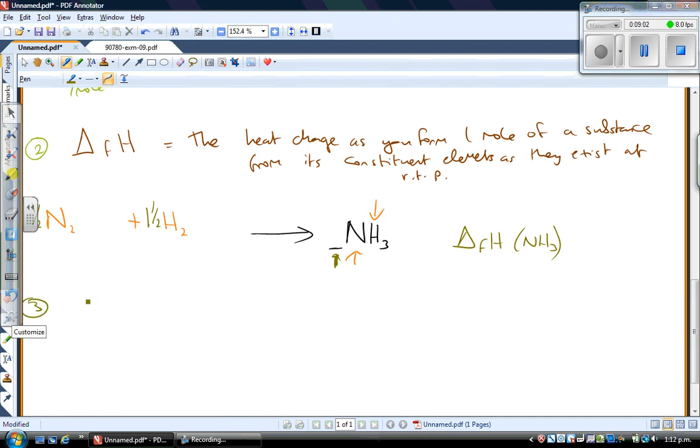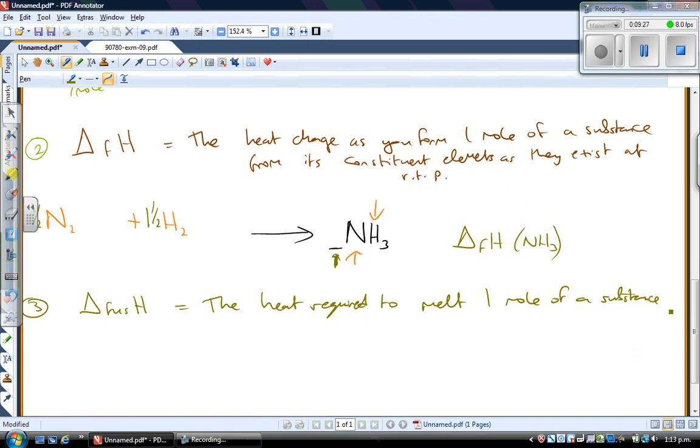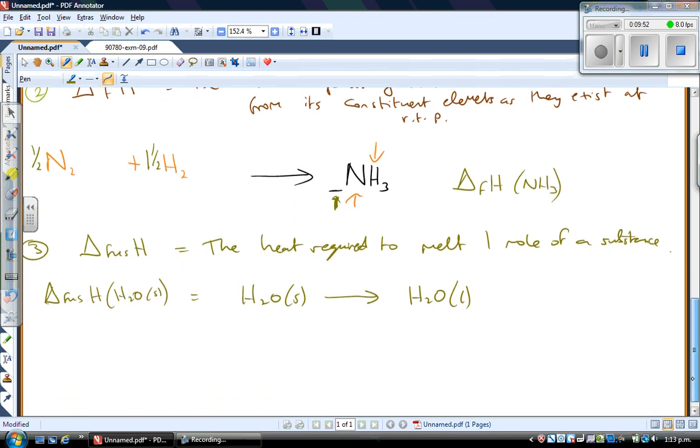The third type of reaction you can take a look at is delta FUS H, or delta the enthalpy of fusion. So this is the heat required to melt 1 mole of a substance. So, in simple terms, the heat required to melt 1 mole of a substance. And so if your exam paper says write the enthalpy of fusion for water, and since it's melting, it's going to have to be starting off as a solid. It's a very simple equation. You literally write down H2O solid, and then it's changing to a liquid, which is what happens with melting. So that's what you write if you're asked to represent an equation for the enthalpy of fusion of water.